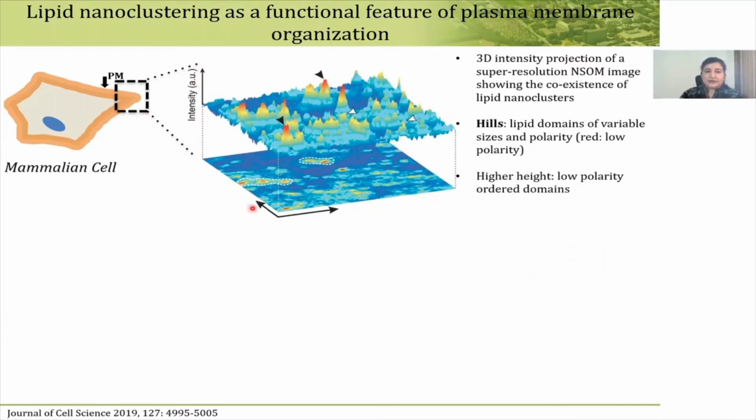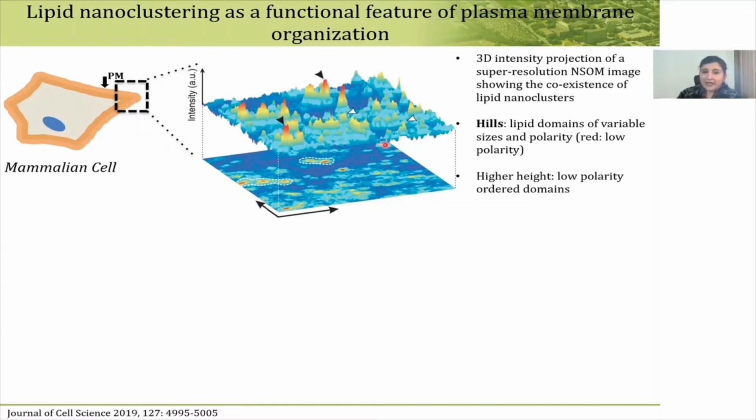What you see here is a 3D projection of a super-resolution image of a mammalian cell, wherein you can see these small and big hills, which are basically nothing but lipid domains of variable sizes and polarity. And these domains, which are yellowish to red, are basically very tight, compact lipid domains, which have very low polarity and are very ordered in nature.